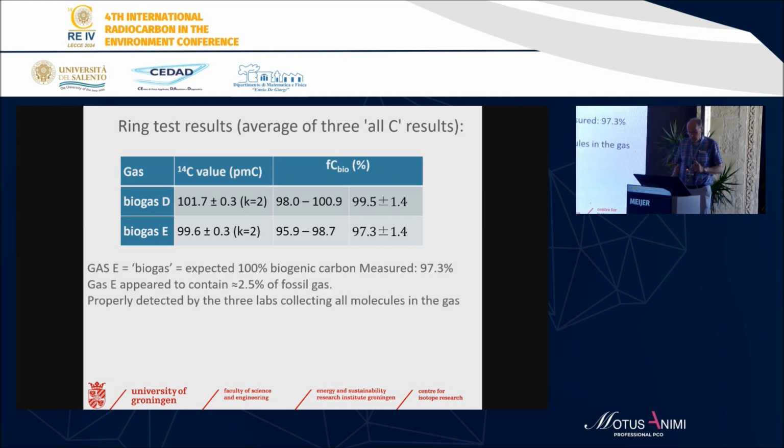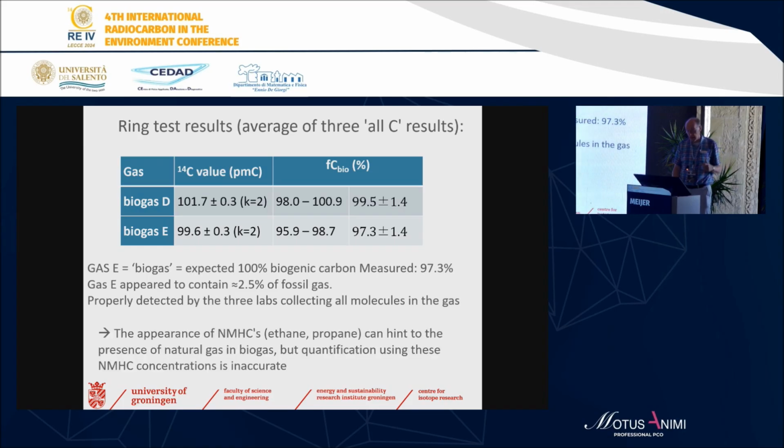Yeah, so that's what I said. Indeed, gas E appeared to contain something like 2.5% of fossil gas, and that was properly detected. And if you then look back on the GC analysis, you see that the appearance of these non-methane hydrocarbons, so the higher alkanes, indeed hints to the presence of natural gas, because natural gas always contains those, and biogases hardly ever. Quantification, however, would then be very difficult, because in the different natural gases, these NMHCs vary. But they give a hint.